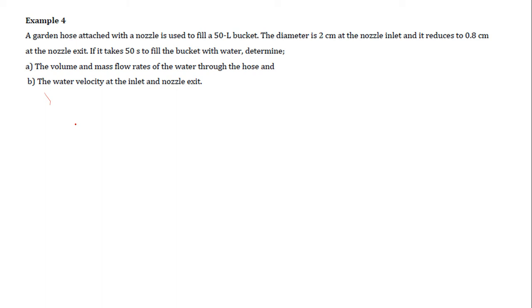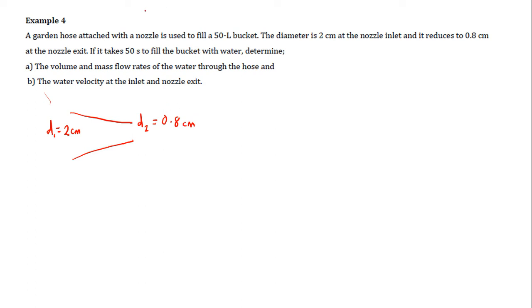So it says you can draw to have a clear diagram. There is a garden hose attached with a nozzle, like this. The diameter at the nozzle inlet, D1, is 2 cm and reduced to 0.8 at the nozzle exit. So the diameter gets smaller here. This is 0.8 cm.